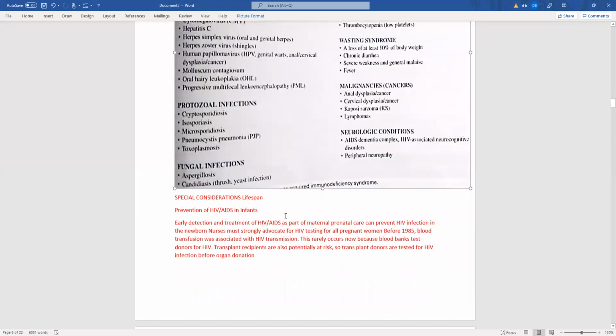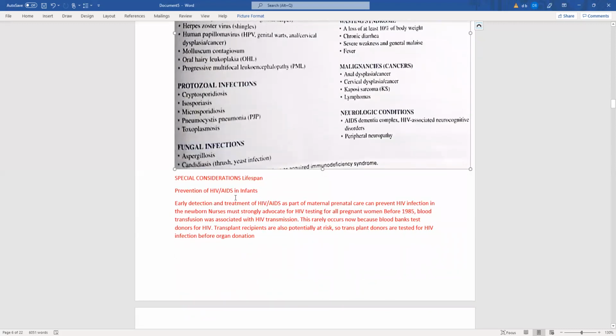So let's talk about these special considerations. Prevention of HIV/AIDS in infants: early detection and treatment of HIV/AIDS as part of maternal prenatal care can prevent HIV infections in the newborn. And nurses, period, must strongly advocate for the HIV testing of all pregnant women.